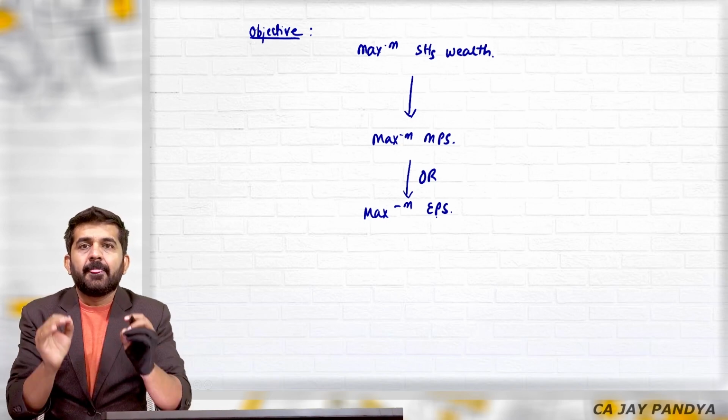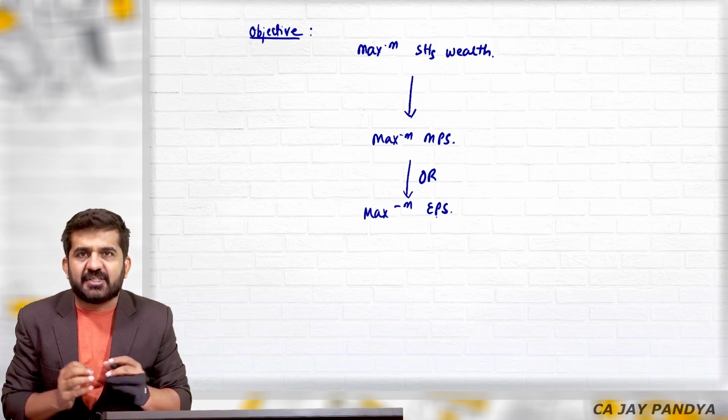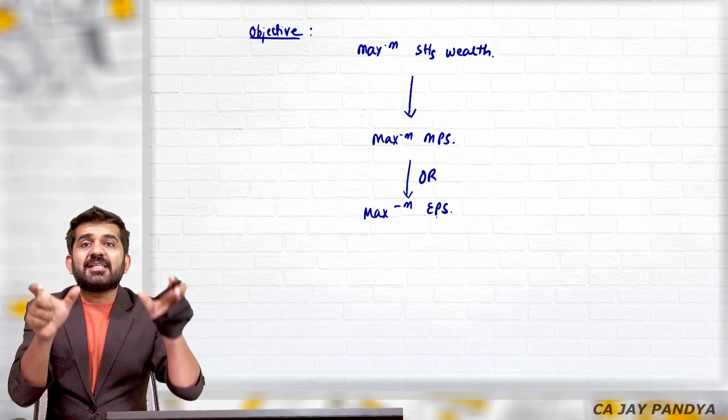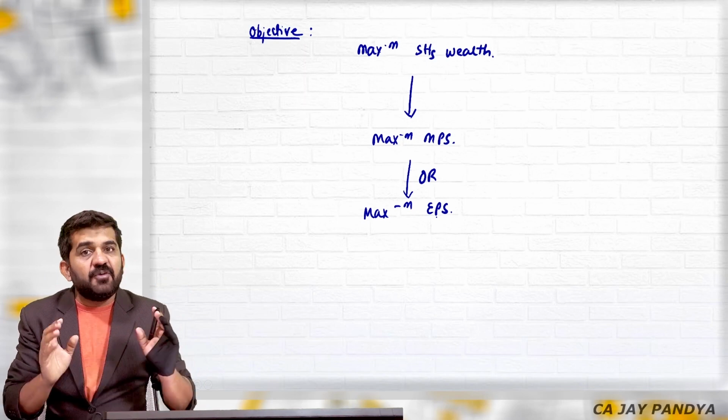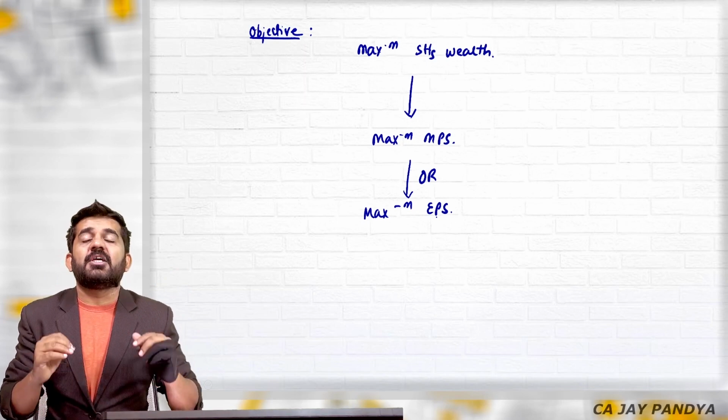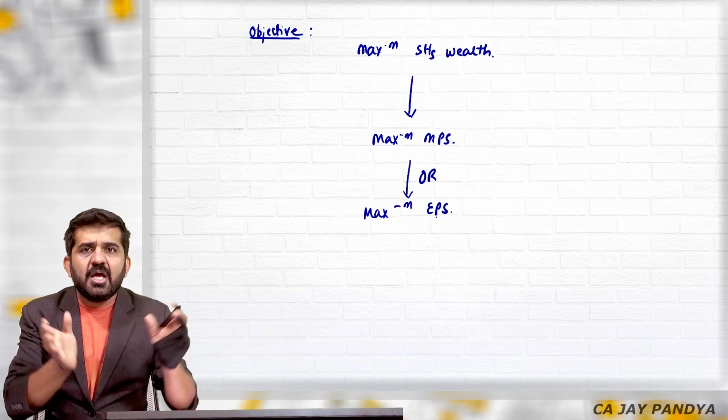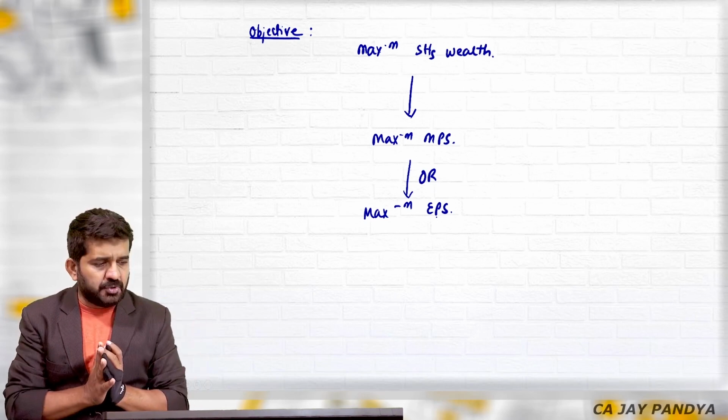What does it mean? If a question of capital structure is asked, I'll find out MPS under both the capital structures. Higher the MPS, I'll be taking that decision. If MPS is not available, higher the EPS, that decision I'll be taking out of the options of capital structures which are available.